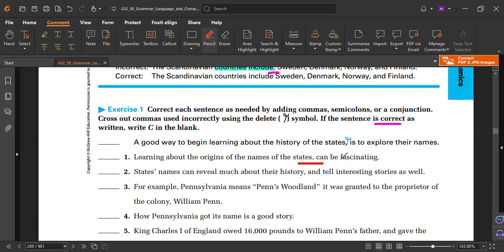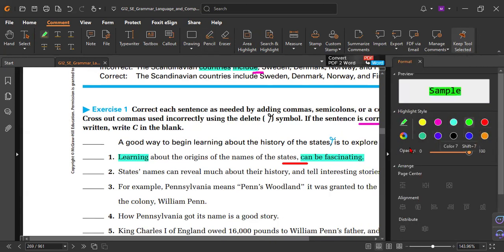Why? Okay. Because this is a verb and this is a subject. Look, find the subject first. Learning, and then phrase, and then phrase, and then phrase. So learning can be fascinating. Why should I separate the subject from the verb? So this comma has no use.